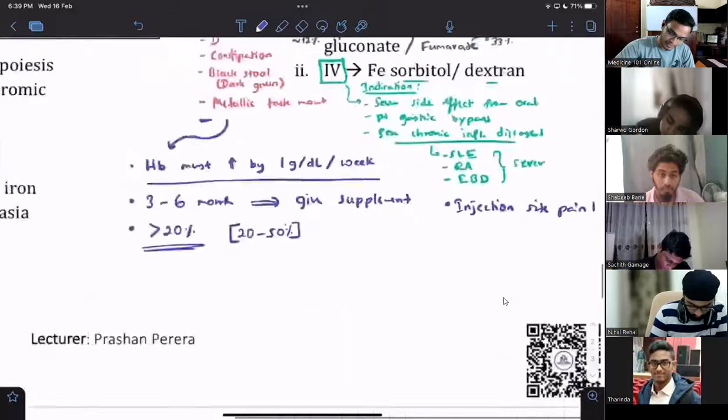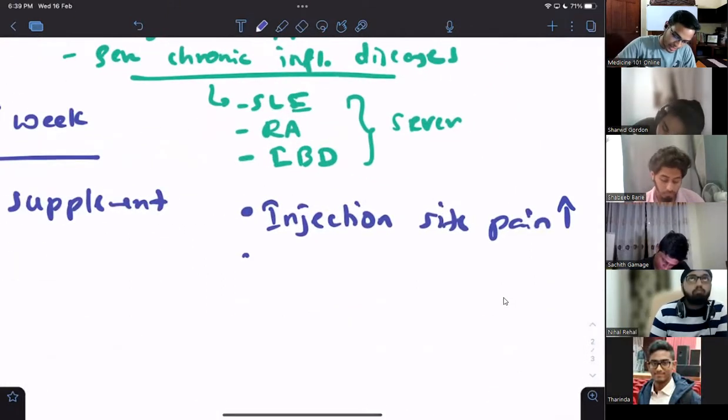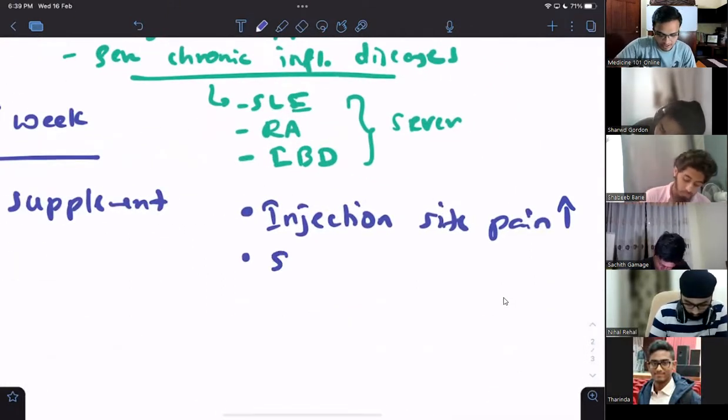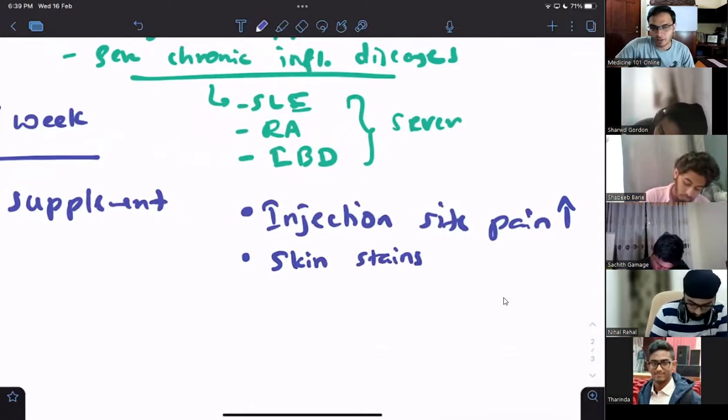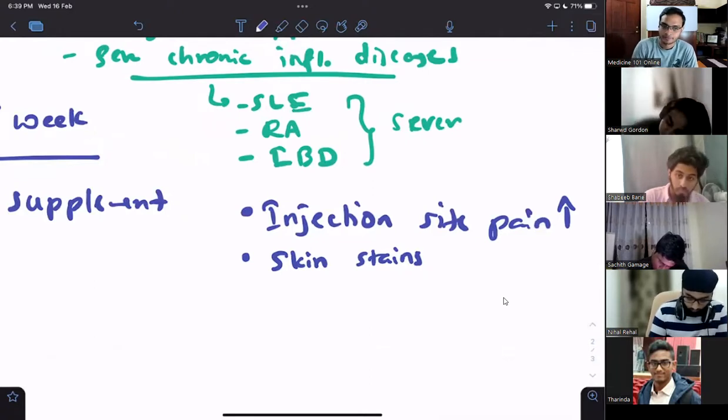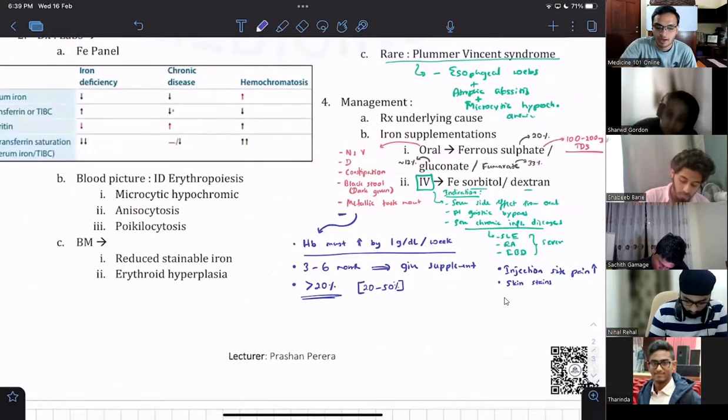And on the other side, guys, it can cause staining of the skin, like a blackish appearance wherever you inject. So that's it for iron deficiency anemia.